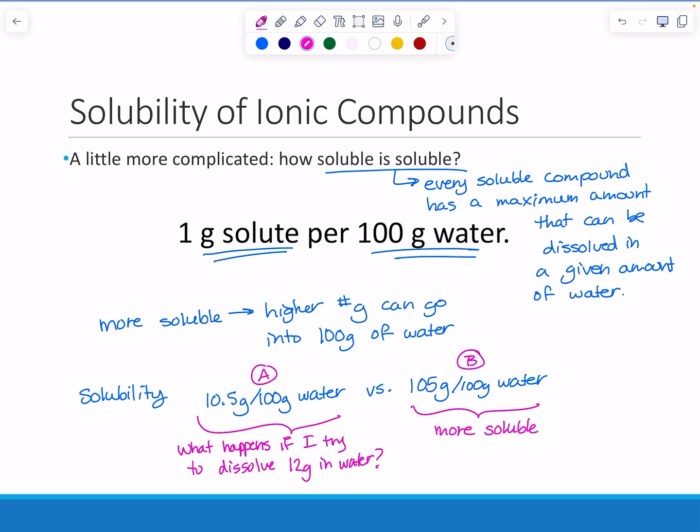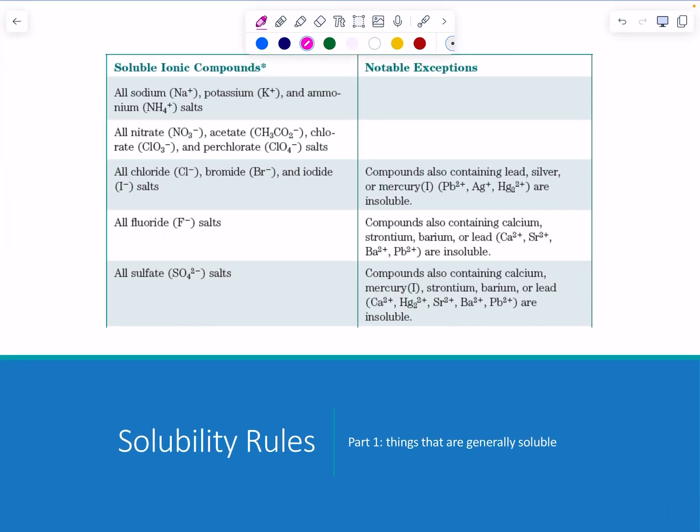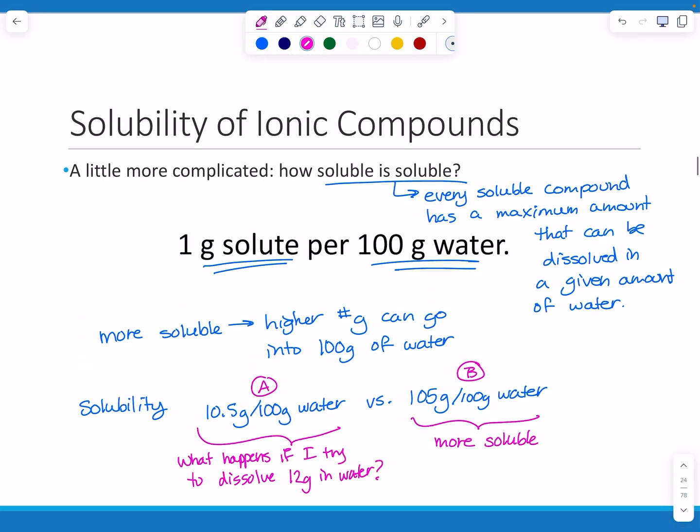So, all right, how do we know if something is soluble? Solubility is the degree to which something is soluble.